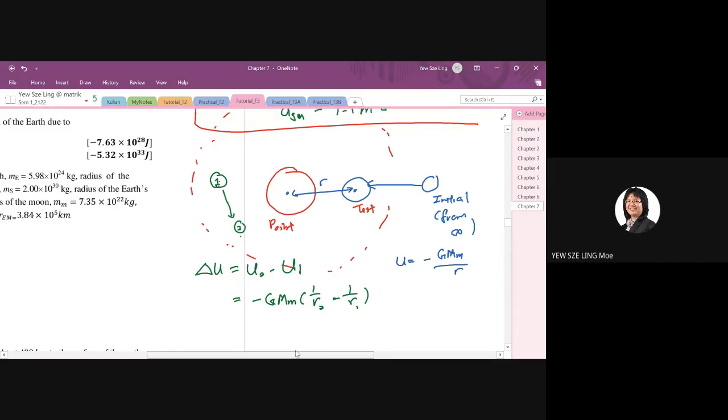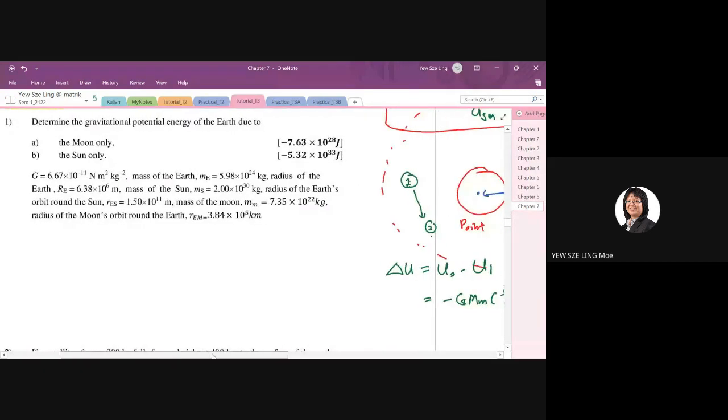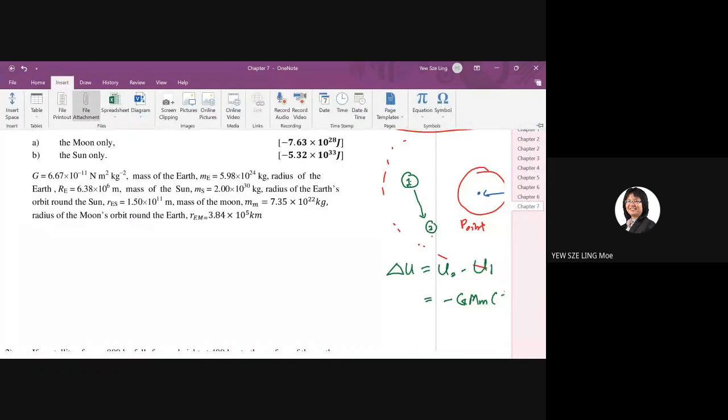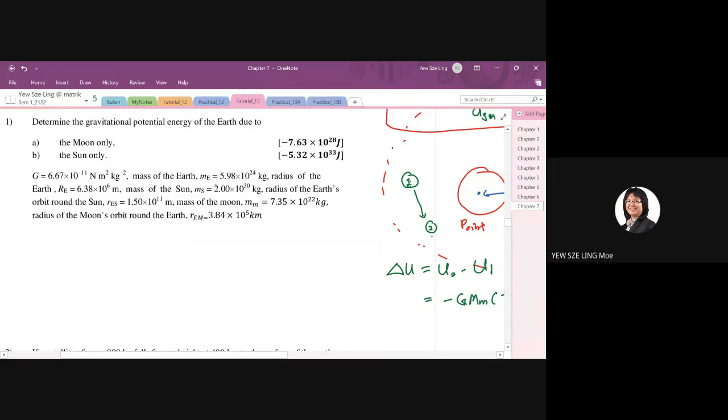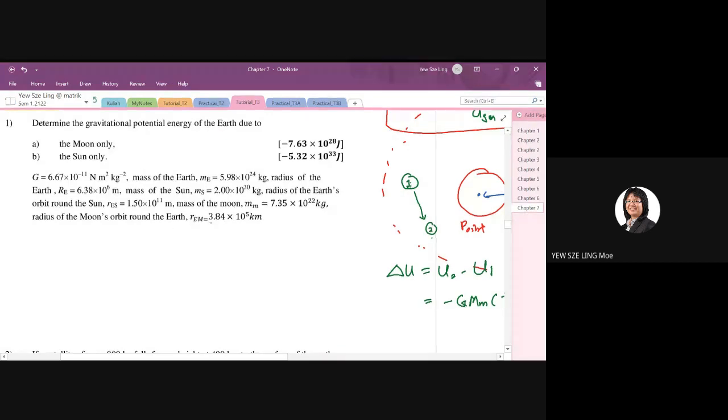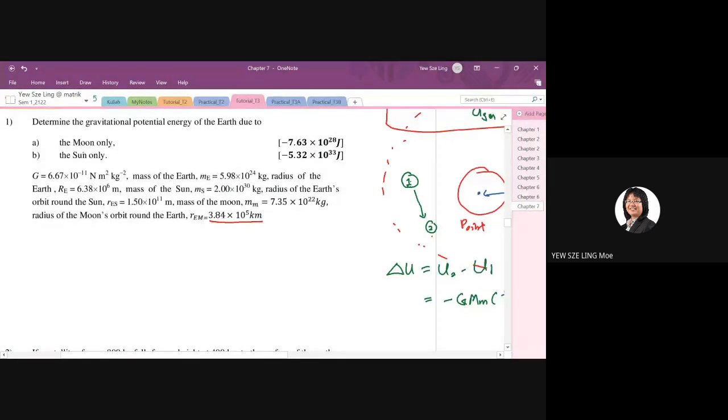All right, next. Now let's look at these questions. Okay, let's solve Question 1. Determine the gravitational potential energy of the Earth due to the moon only and the sun only. So what is the energy needed to place the Earth at a distance of 3.84 times 10 to the power 5 km from the moon? So you want the distance between the moon and Earth to be 3.84 times 10 to the power 5 km.